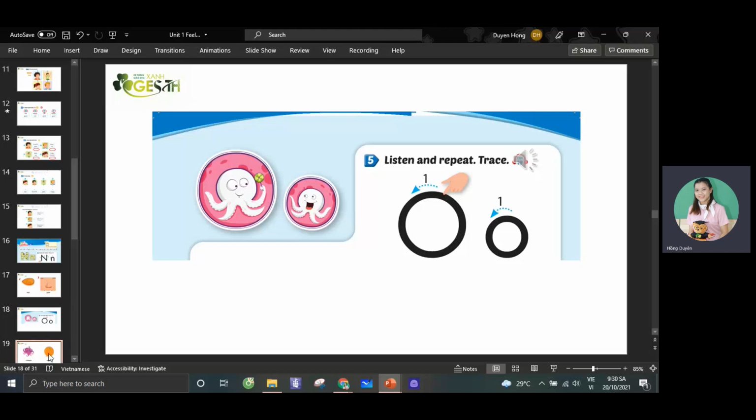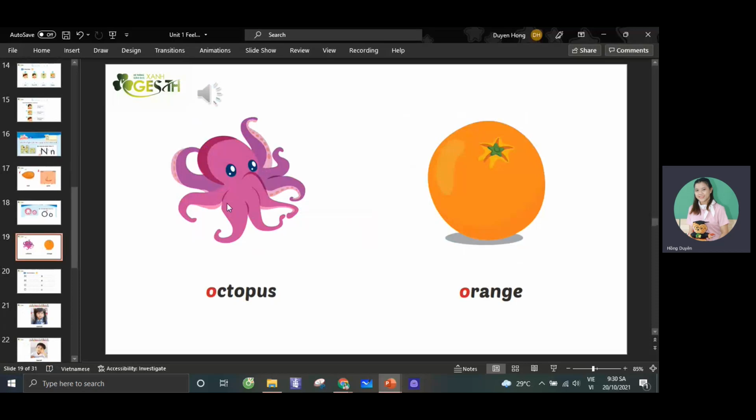So now, how about the letter and the sound in the word? Picture one. What can you see? Mina. Picture one. What can you see? Octopus. All right, say again. Octopus. All right. Octopus. All right. So Kate, number two, what can you see? Orange. Oh, that's right.